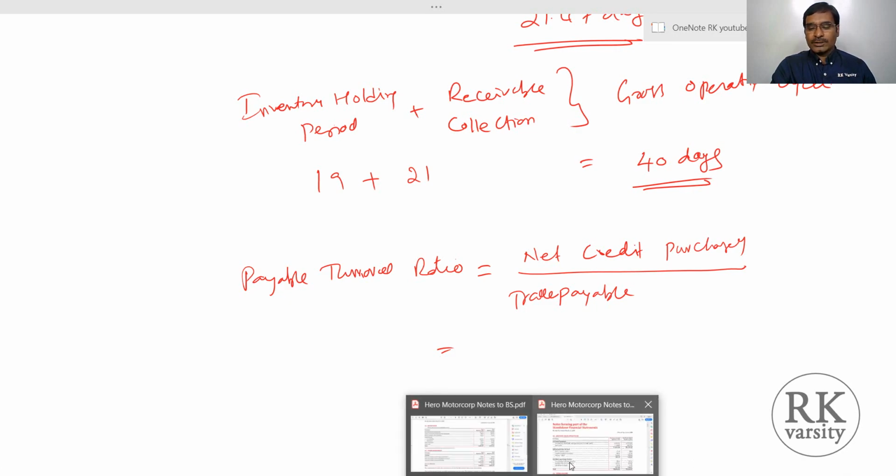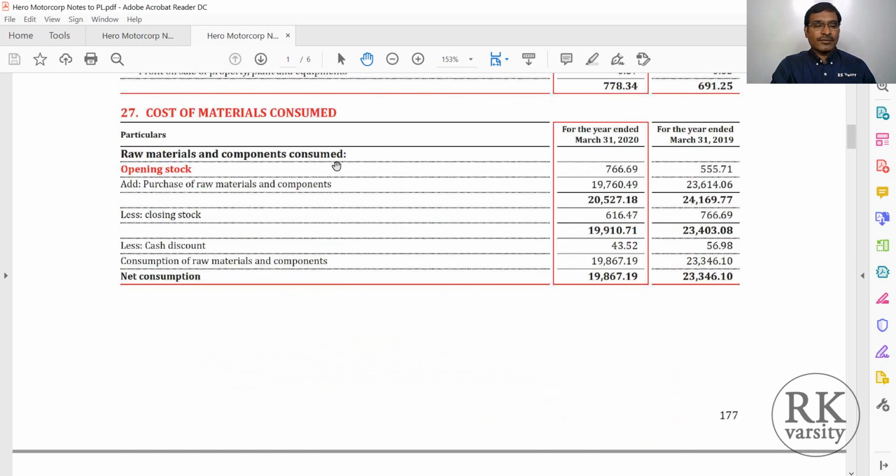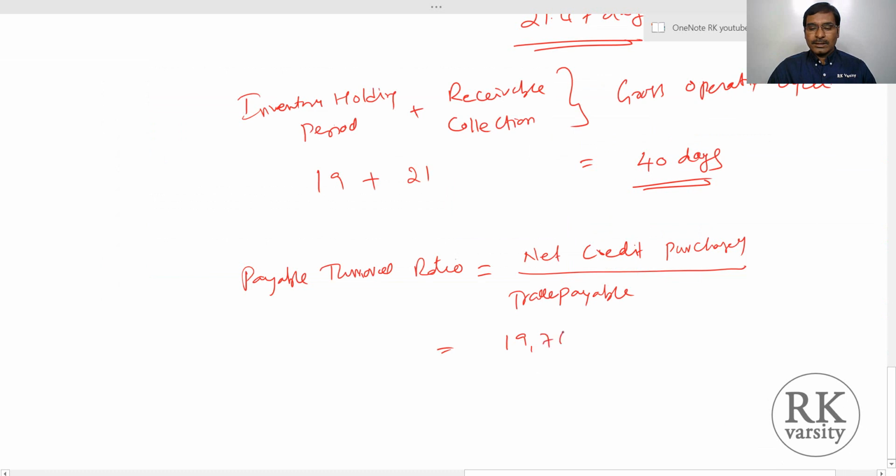So here are your notes, and from here we will see cost of raw material consumed. Purchase of raw materials and components during the year is 19,760 crore. So we'll take that amount here. So 19,760 crore is the purchases. Here we are making an assumption that all the purchases which are made by the company are credit purchases.